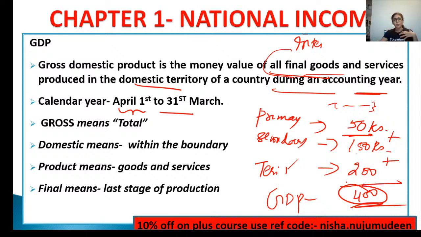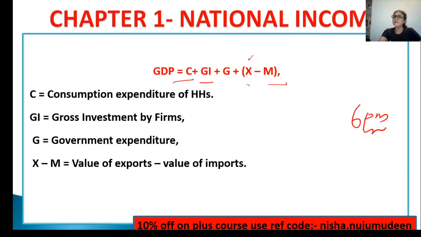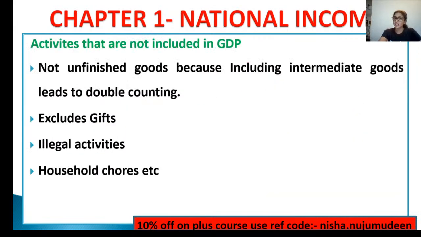That means if people do some illegal drug trafficking, or some kind of corruption and all, they think it will be included. No, that is not the case. Though it talks about the final value of goods and services, there are some activities that are not included in GDP. What are they?